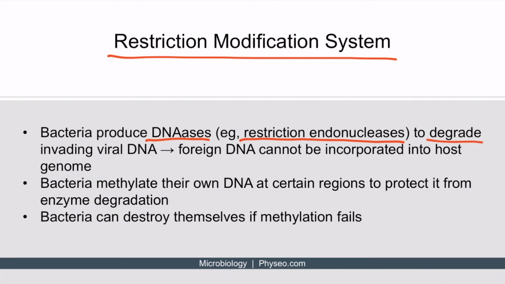These enzymes will break down the DNA of invading viruses, and the bacteria does this to prevent the viral DNA from taking over its machinery, for example, by incorporating into its own genome. However, having these restriction endonucleases around can be dangerous because those enzymes can also break down the DNA of the bacterial chromosome. To prevent this from happening, bacteria will methylate parts of their own DNA. These are known as restriction sites, which is where the term comes from. Anyways, if methylation fails, the bacteria can destroy themselves.